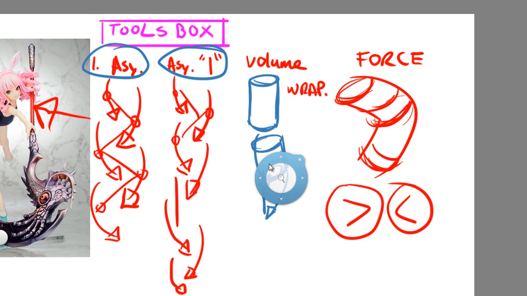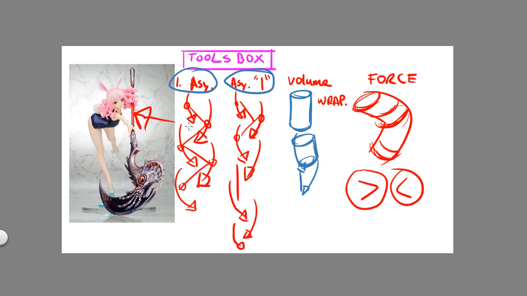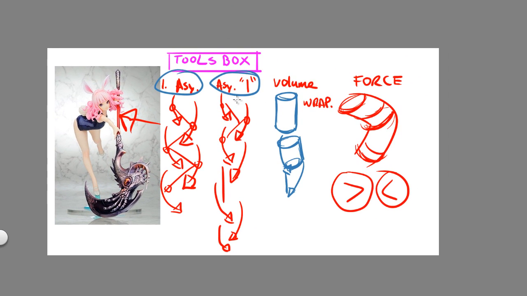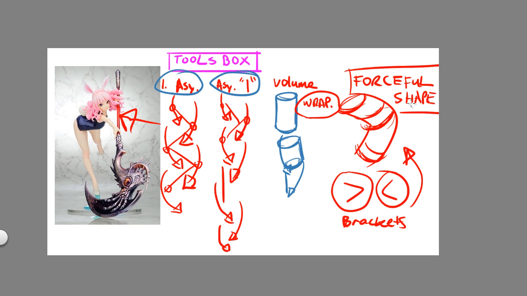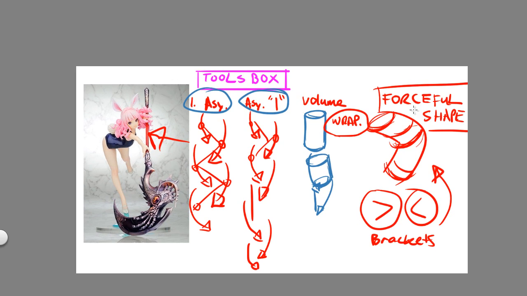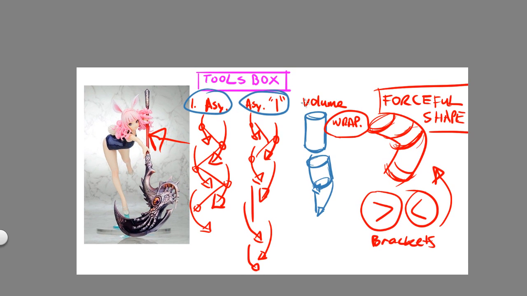And that is all for the tools that we'll be using: asymmetry, asymmetrical lines with straights, volumes, wrapping lines, force. These are, I call them brackets, and they are used to sometimes wrap the force in a volumetric sense to make it into shape. So this is shape. Forceful shape. They're called forceful shape. And this is what we're going to be using for the next two lectures to draw our cutie Elin here in the next video.